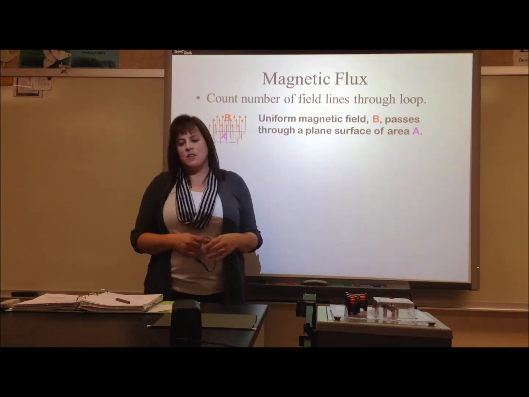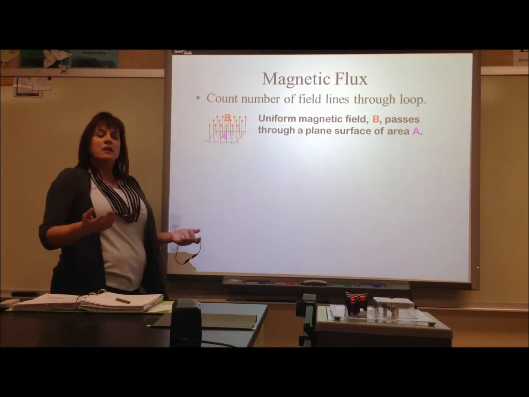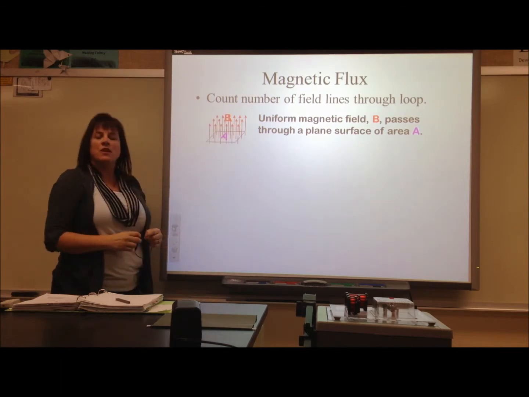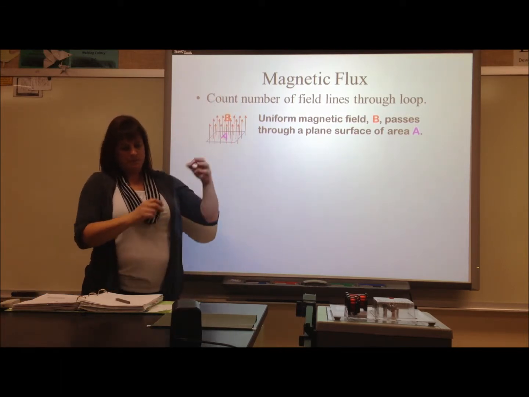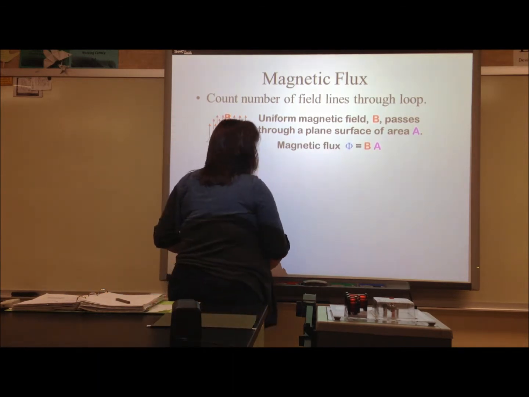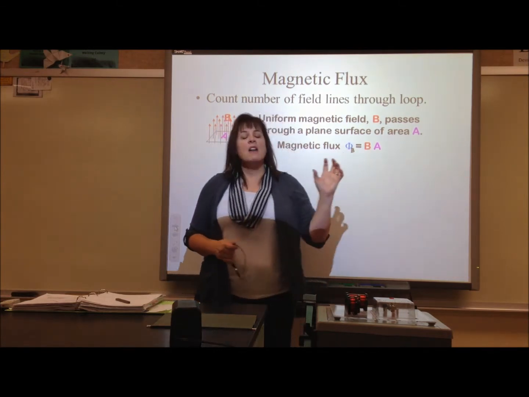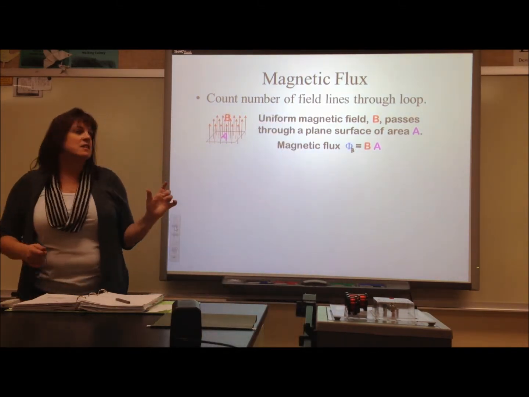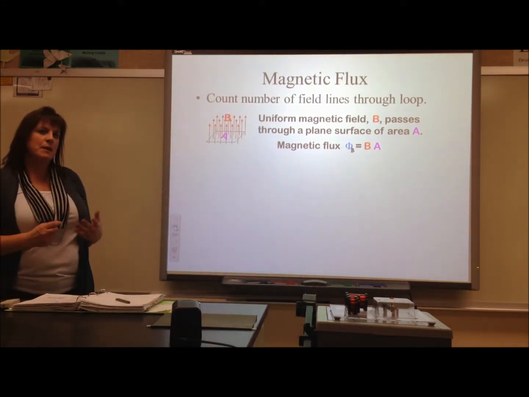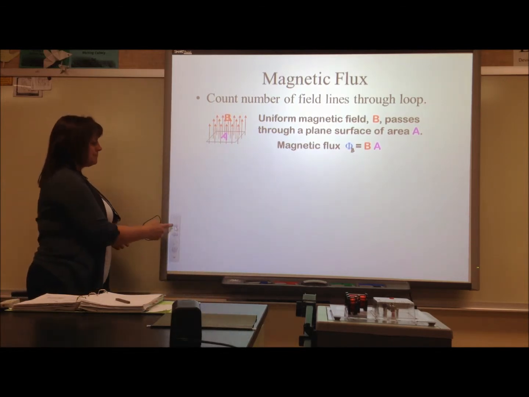Here I have a uniform magnetic field passing through a loop of area A. In this case, all of the magnetic field passing through is going through the loop. So I would calculate magnetic flux, phi, and we should probably put phi sub B, is equal to the amount of magnetic field that's present times the area of the loop. Magnetic flux is the amount of magnetic field passing through an area A.